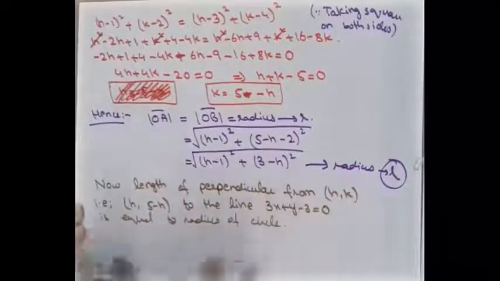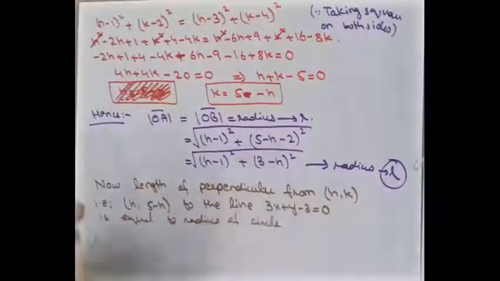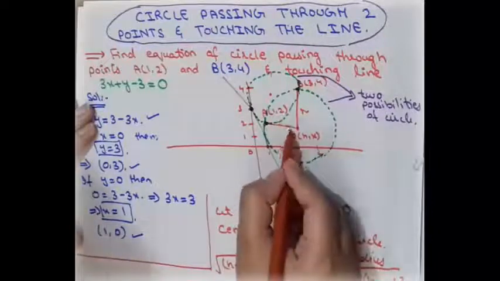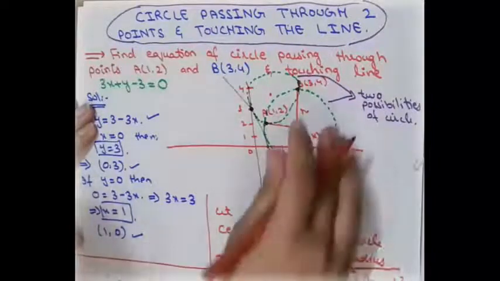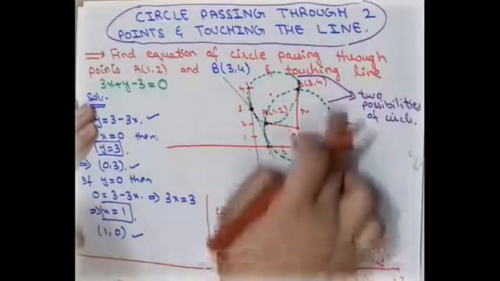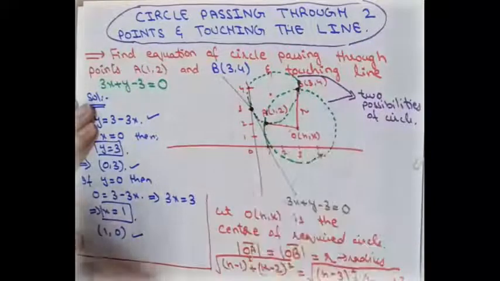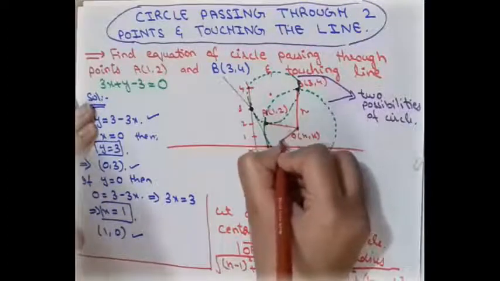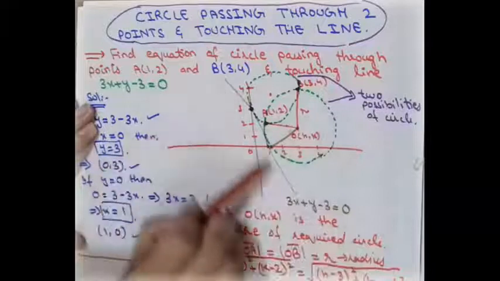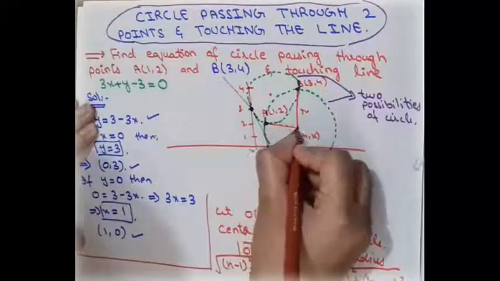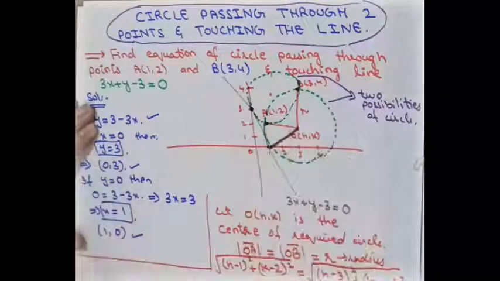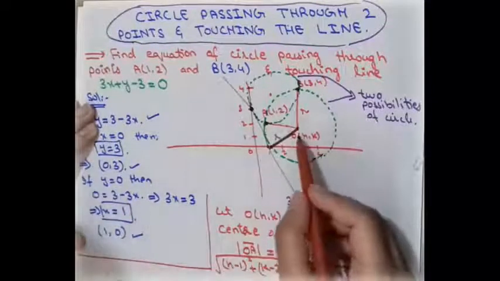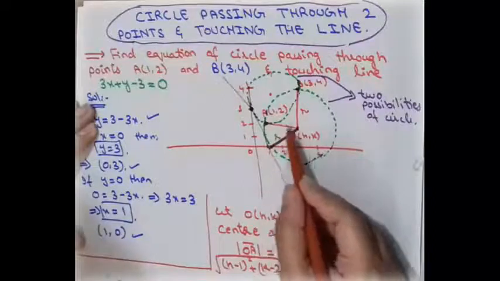What is the meaning of this, and what do we do in the next step? As we said, the length of a perpendicular from a center, suppose we consider the center of this possible circle, the center O, and if we draw a perpendicular line to this given line, this is also a radius of the circle, because the distance between a point and a line is the radius.